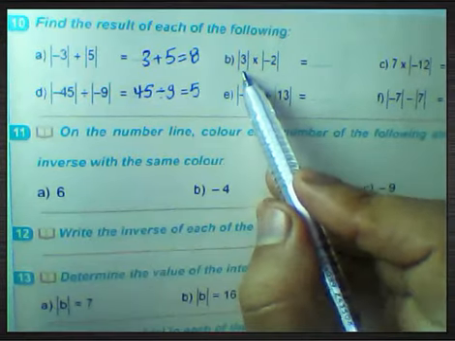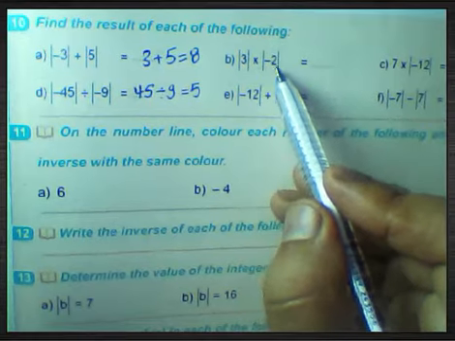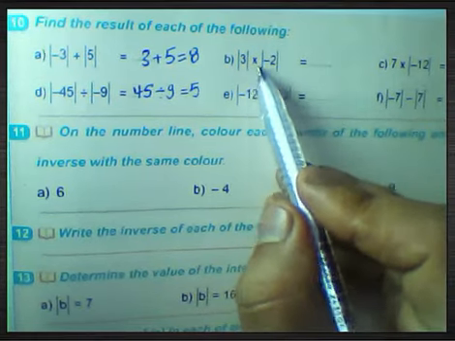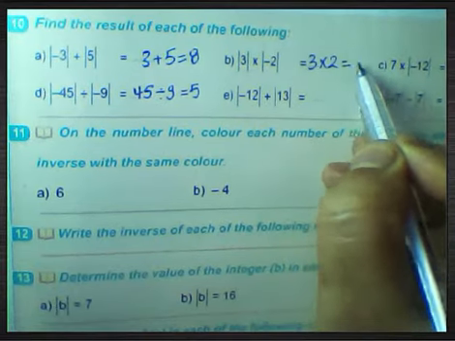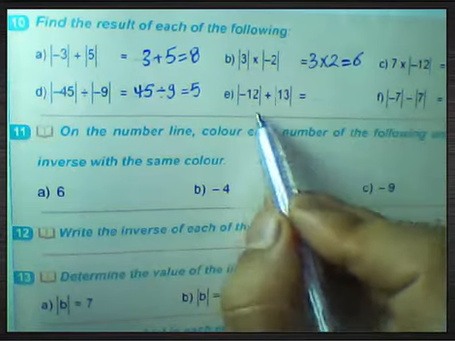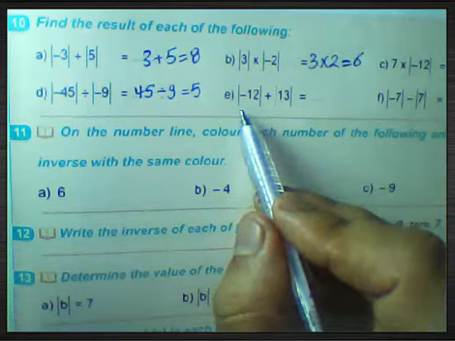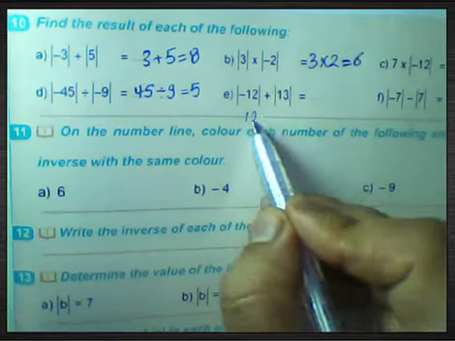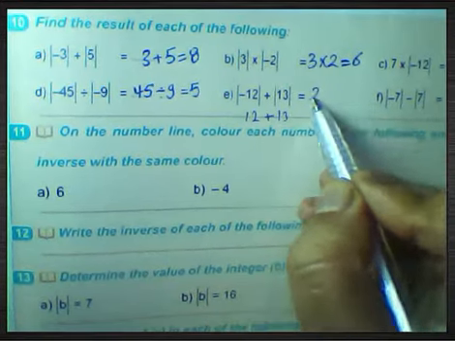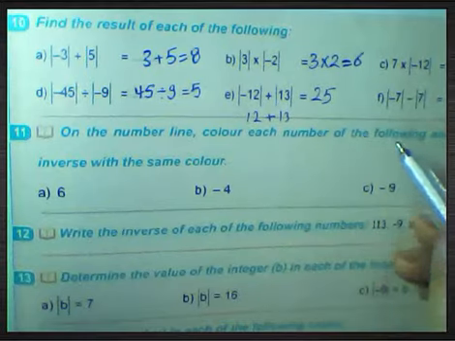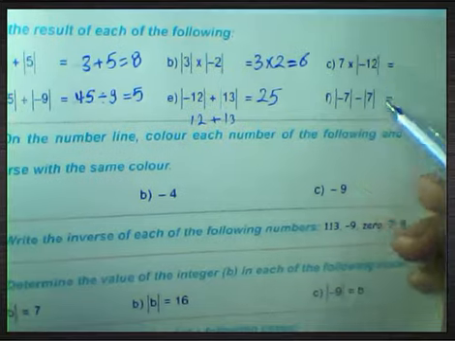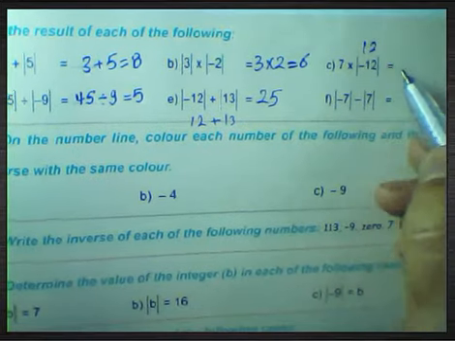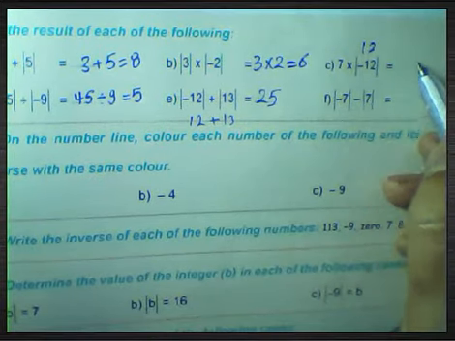Absolute value of 3 times absolute value of -2. You can find the result by multiplying. The result is 3 multiplied by 2 equals 6. Absolute value of -12 will be 12, plus 13 equals 25. 7 multiplied by absolute value of -12. The absolute value of -12 will be 12. 12 times 7 equals 84.